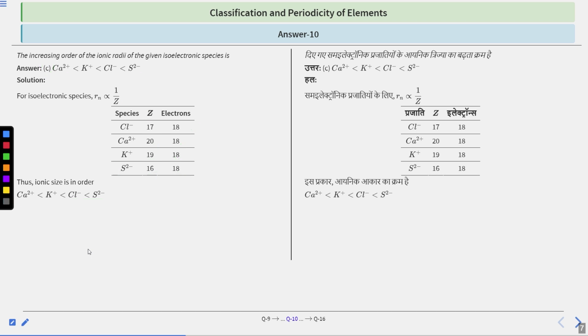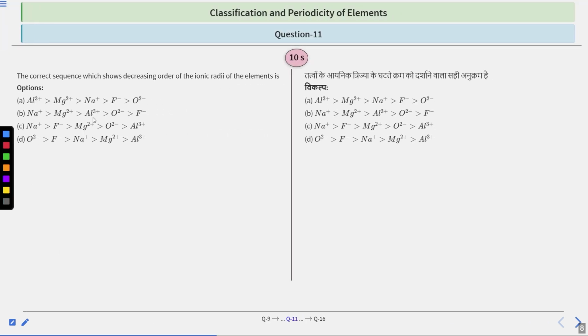Okay, let's move to the next question. Question number 11. The correct sequence which shows decreasing order of ionic radii of elements is. We have been given some orders. We have to select the correct sequence of the decreasing order of ionic radii of these species.